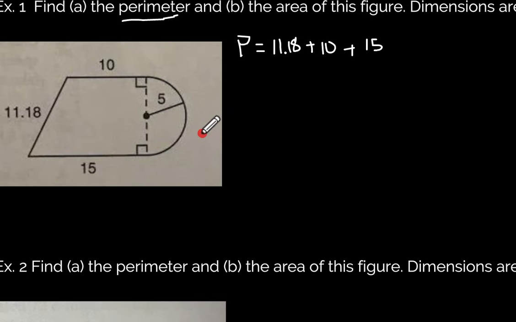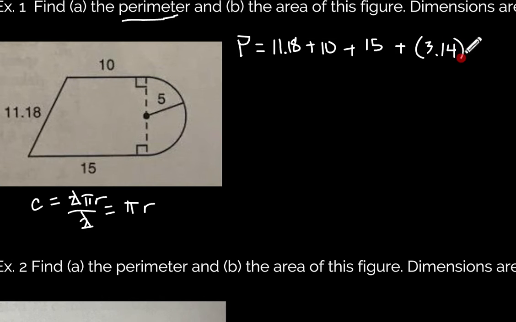Now we do have to do half of a circle. Remember, circumference equals 2 pi r. You need to memorize that. Divided by 2. So if we're going to find the circumference of this half circle, it's just going to be pi times r. So let's put this in here, plus pi, let's just turn that into 3.14 times r, which is the radius, and that is 5.